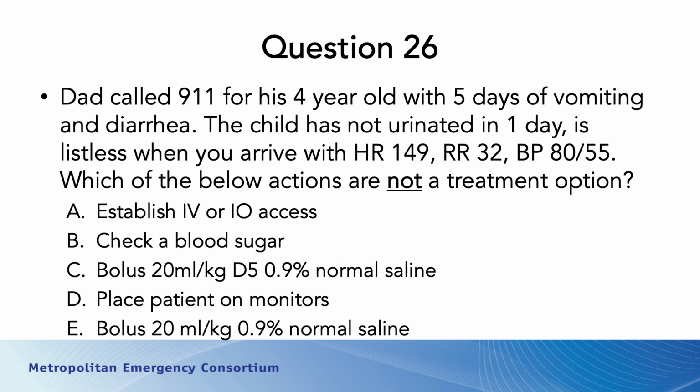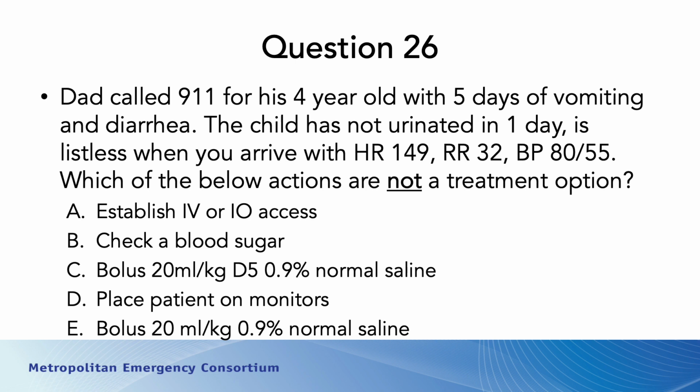Number 26 is another pediatric question. Okay, so you were called for a 4-year-old with 5 days of vomiting and diarrhea. The child has not urinated in 1 day. It's listless when you arrive. His heart rate is 149, which I'll say is high for a 4-year-old. Breathing a little bit fast. Blood pressure's on the lower side. Which below is not a treatment?